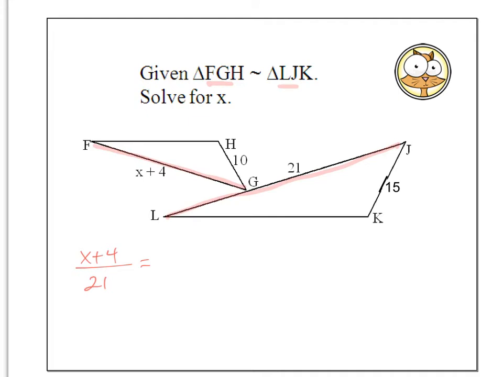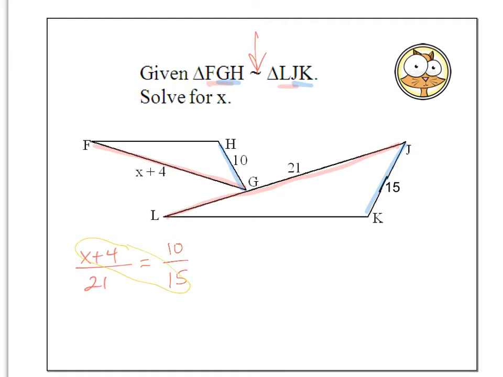These triangles are similar. See this little squiggle right here? That means they're similar. They're not equal. Now, the only other side that I see here is the 10. The 10 is between H and G, so that should match up with JK, which is 15. So I can say x plus 4 over 21 equals 10 over 15. That's the hardest part, is trying to get your proportions set up.